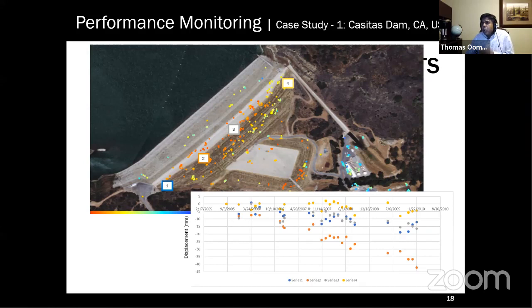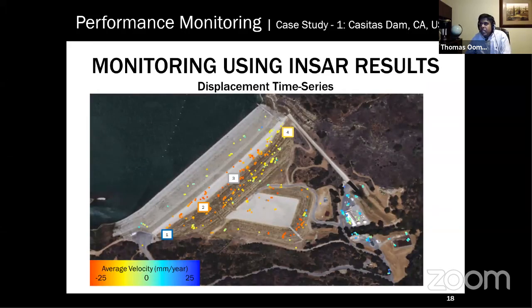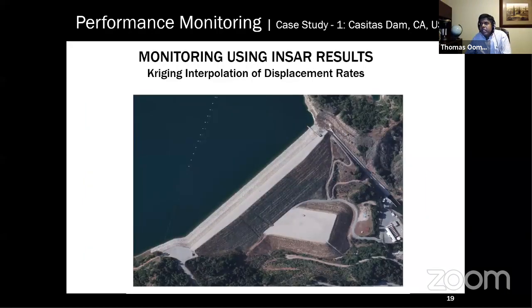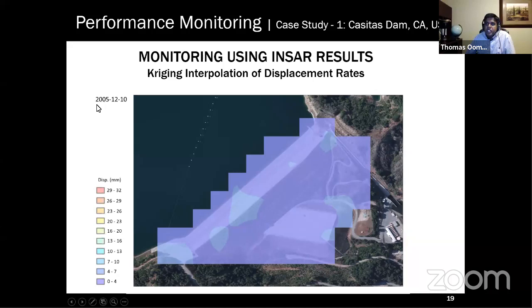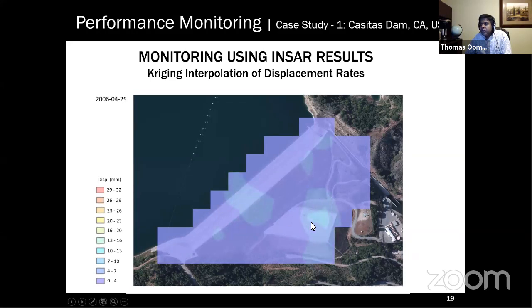Now, what is happening here? I will dig deeper into this case study a little more. Let me actually show you a time series that we developed for this. What we did was an interpolation using kriging to see how the movements are happening. So this is the start time period, 2005. We started, and these areas are the areas where the displacements are happening. You can actually see as you progress in time, now it is 2006, where those displacements are.